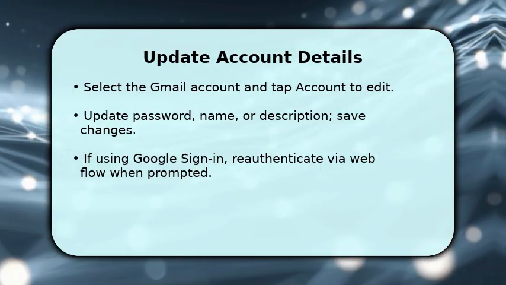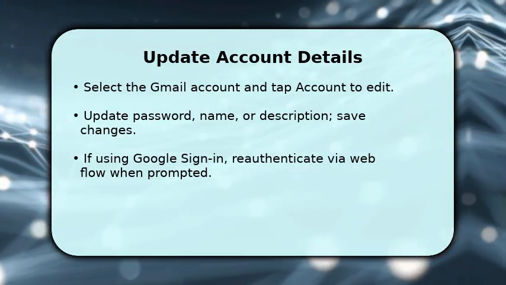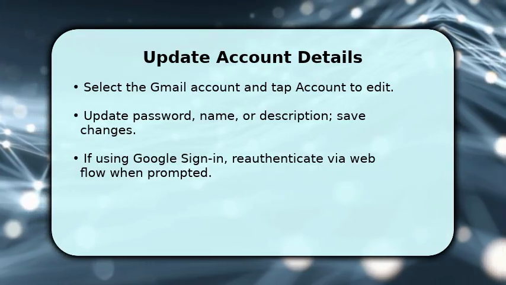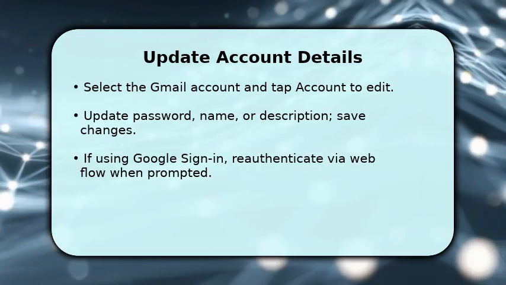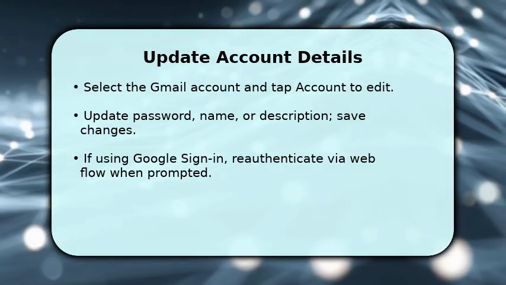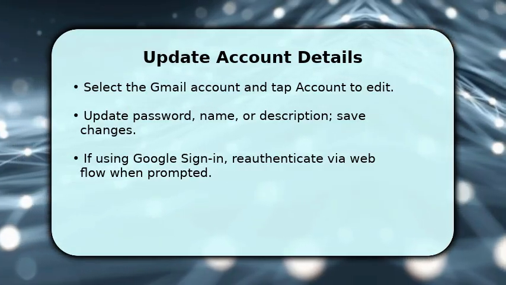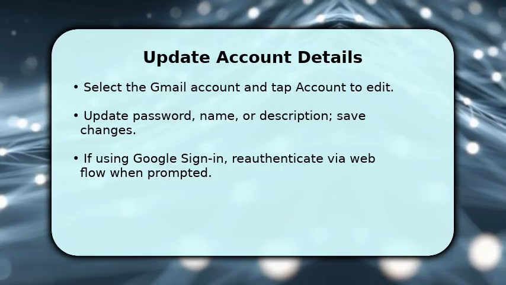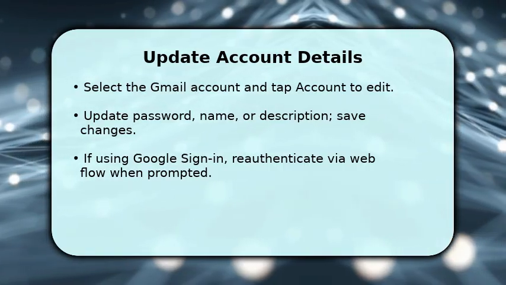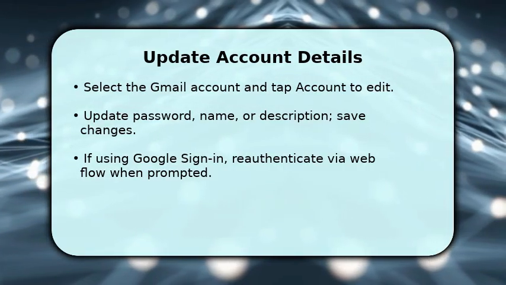If your account uses Google Sign In, the Mail app will open a Google web flow. Follow prompts, enter credentials, and approve permissions. Once done, Mail will sync messages. Make sure Mail and Notes toggles are set as desired so data synchronizes correctly. Finish by returning to Mail and swiping down to refresh.